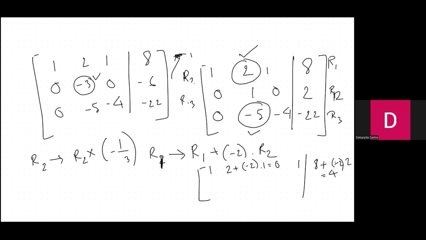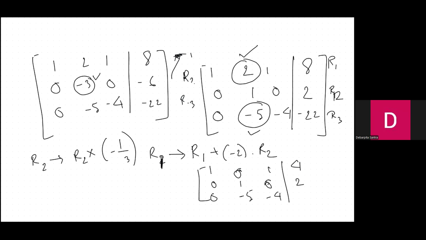Just let me write down properly. 1, 0, 1, 4. All the other values will remain unchanged. 0, 1, 0, that is 2. 0, minus 5, minus 4, that is 22. Now you see, here you have obtained 0, here you have obtained 1, but this minus 5 also should become 0.